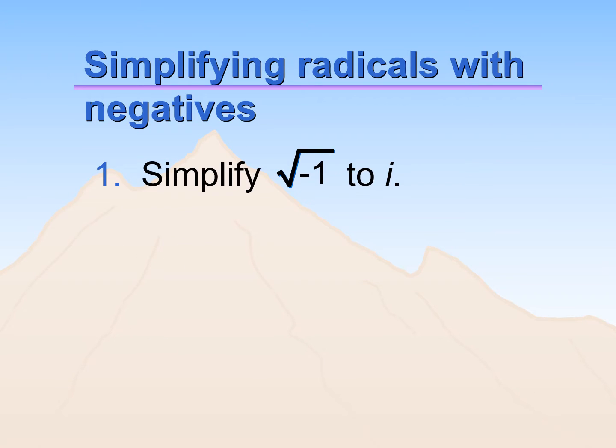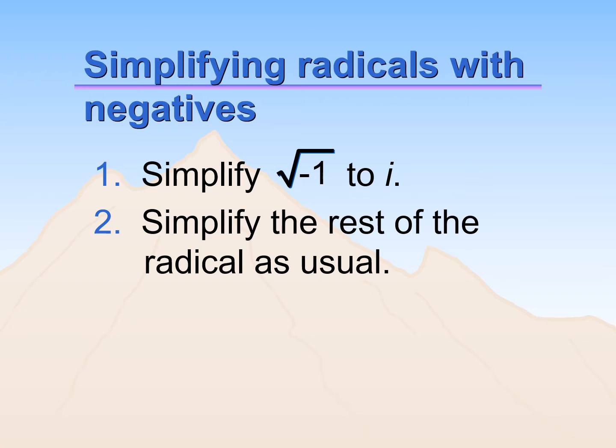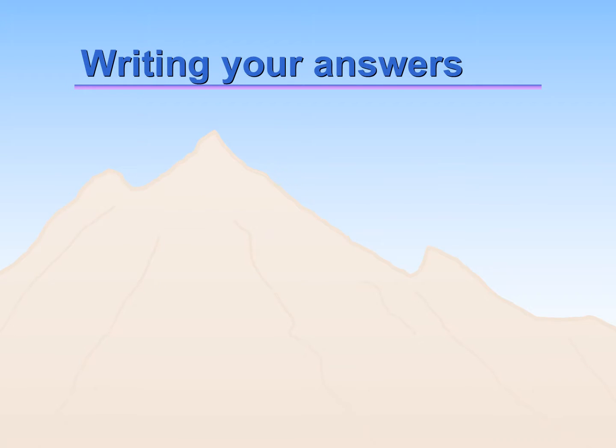Okay, so let's simplify. These are the steps on simplifying radicals with negatives. Step 1, you're going to change the square root of -1 to i. That's always going to be step 1. Step 2, simplify the rest of the radical as usual. So that was pretty simple. There were only 2 steps, but just a quick word about your notation.